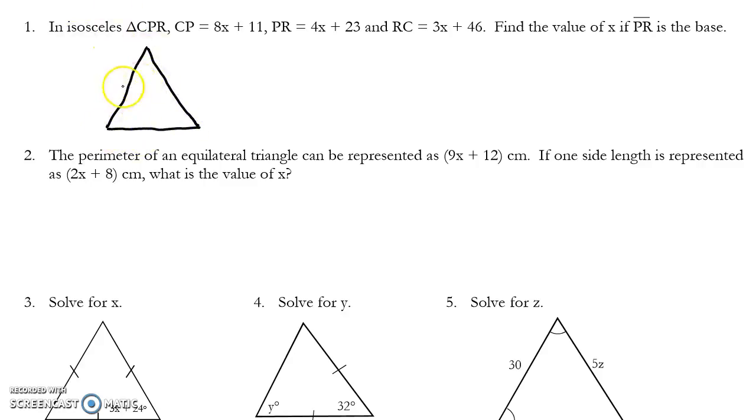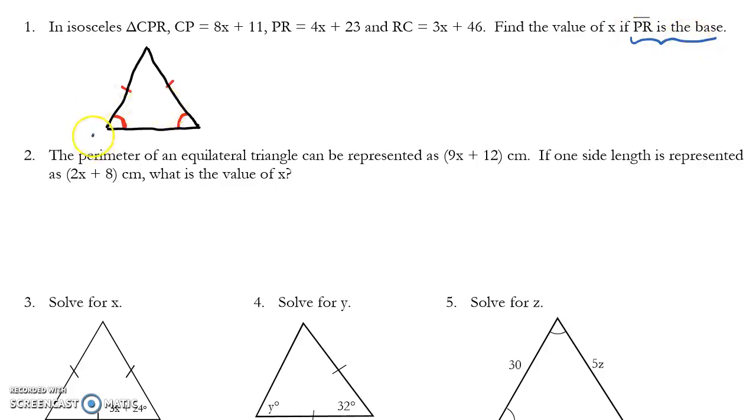Labeling what we know about an isosceles triangle, I have two congruent sides and my congruent base angles, the angles opposite my sides, before I label my vertices. Now read the rest of the problem and decide what is my base, what is my vertex. Here they are giving me different side lengths, which I can't do anything with yet. I have to first go to the last part now. Find the value of x if segment PR is the base. That's the key piece of information here.